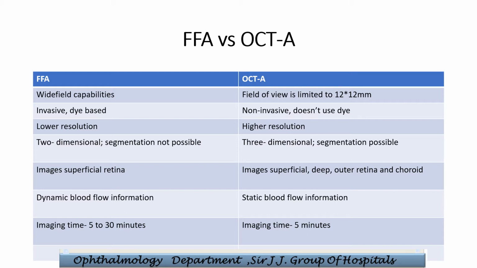On the other hand, with OCT angiography, the field of view is limited to a maximum of 12 by 12 mm. It's a non-invasive technique and does not use any dye. It has a higher resolution. It gives 3D images, so segmentation is possible. It images superficial, deep, and outer retina as well as choroid. It gives information about the static blood flow, and the normal imaging time takes roughly about 5 minutes.